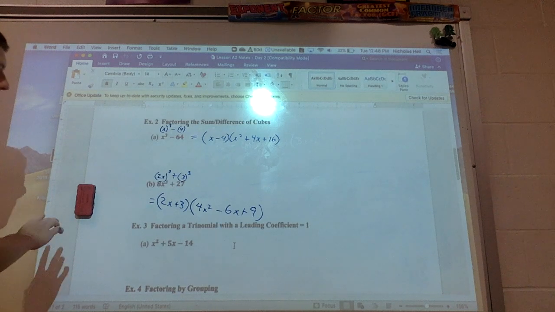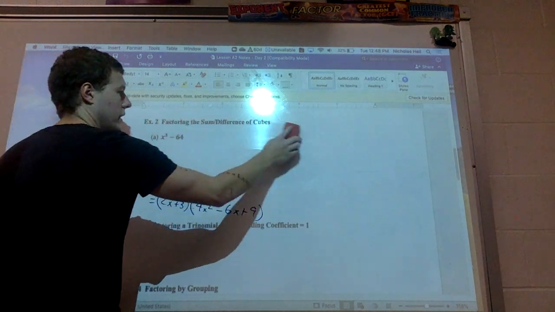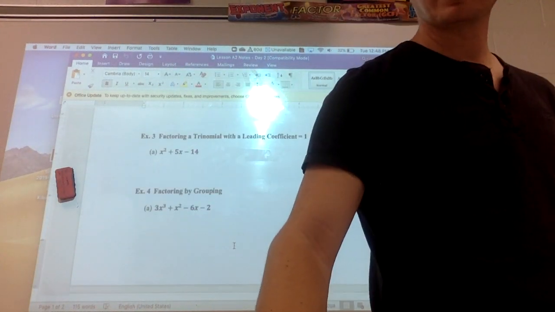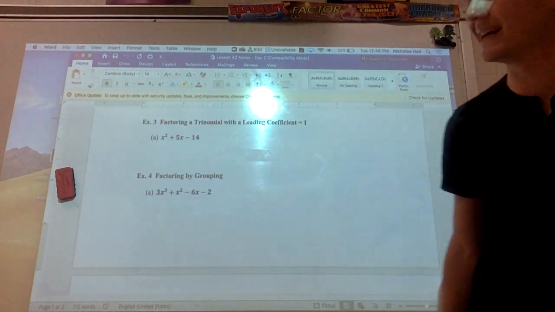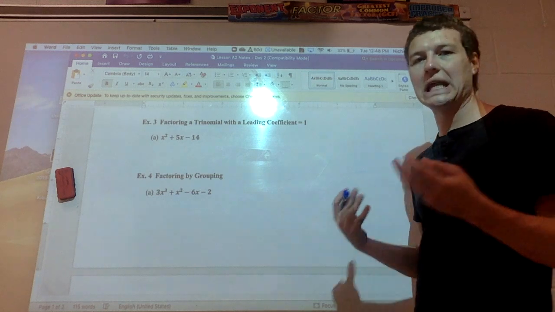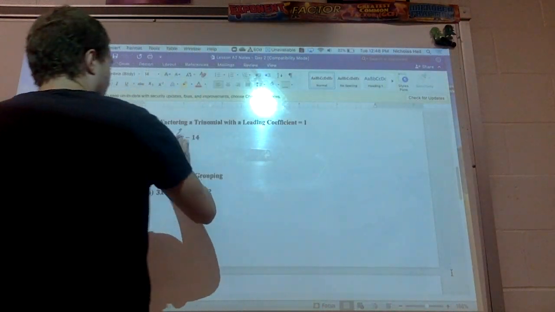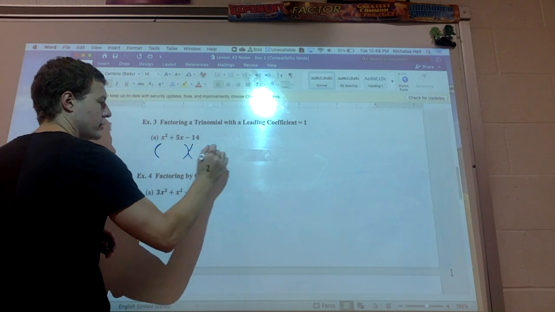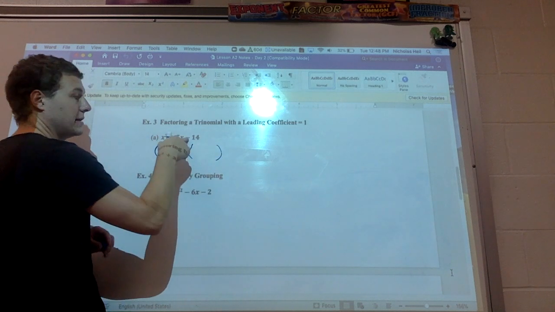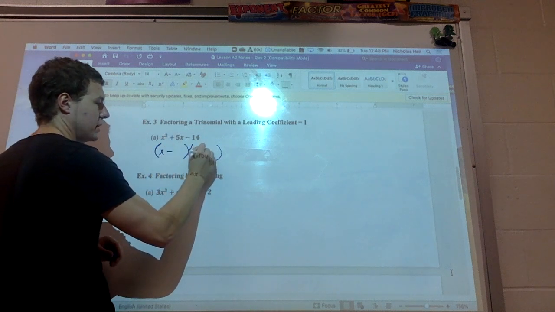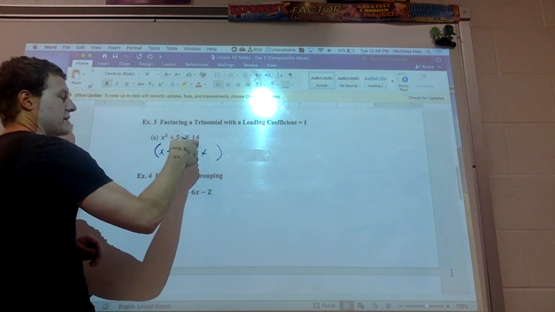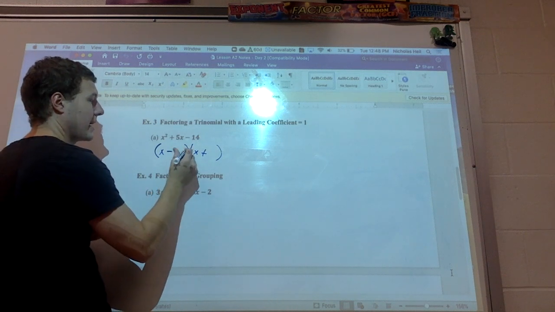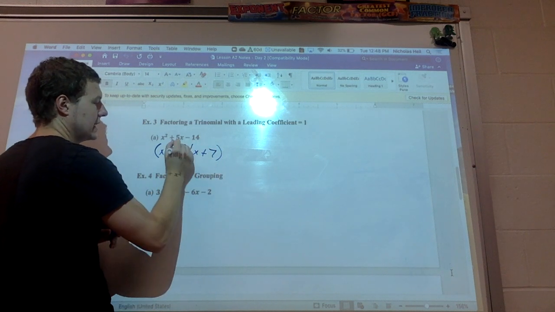Now, let's see, I'll keep rolling here. Example 3 is factoring a trinomial with a leading coefficient of 1. You guys did a lot of this previously. What multiplies to negative 14 adds to positive 5. Just make sure you have your signs right. That'll be x. I need a minus, so minus and plus. What multiplies to negative 14 adds to 5 is a positive 7 and a negative 2.